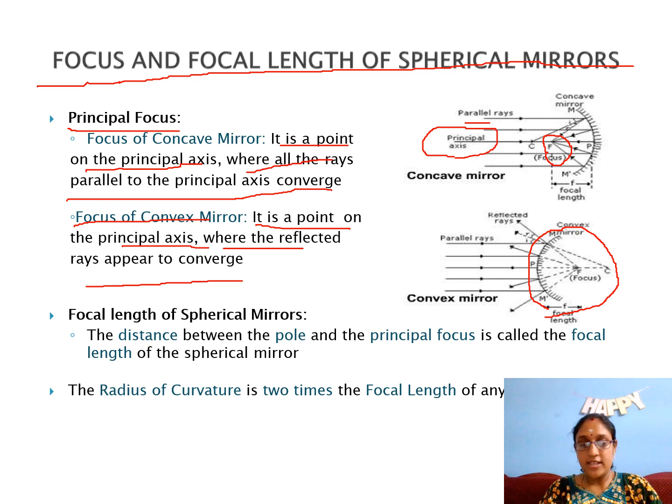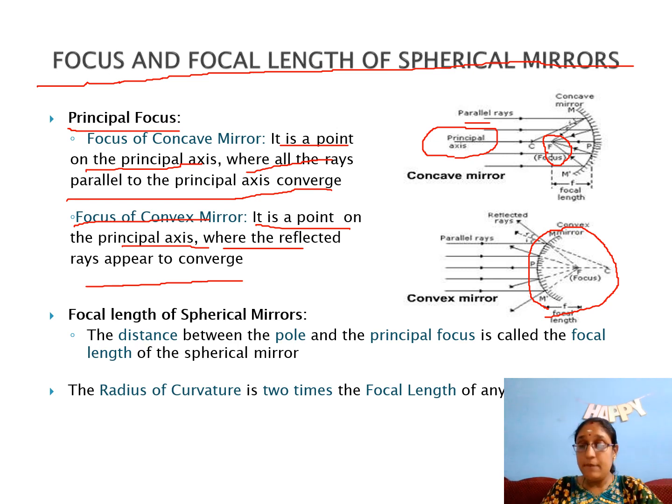Is the principal focus clear for you? The focus of a concave mirror is a point on the principal axis where all the rays parallel to the principal axis converge. What is the focus of a convex mirror? It is a point on the principal axis where the reflected rays appear to converge. Can you see the difference between the two?